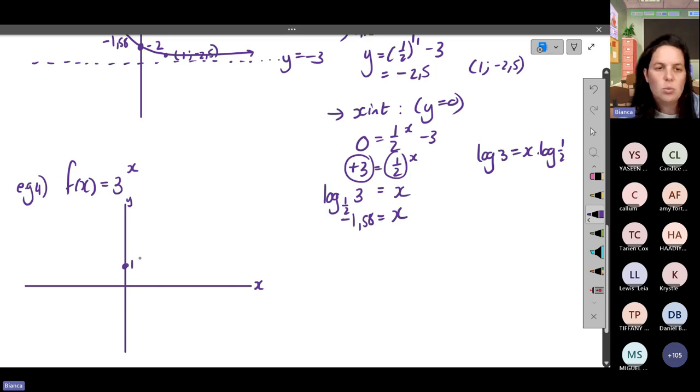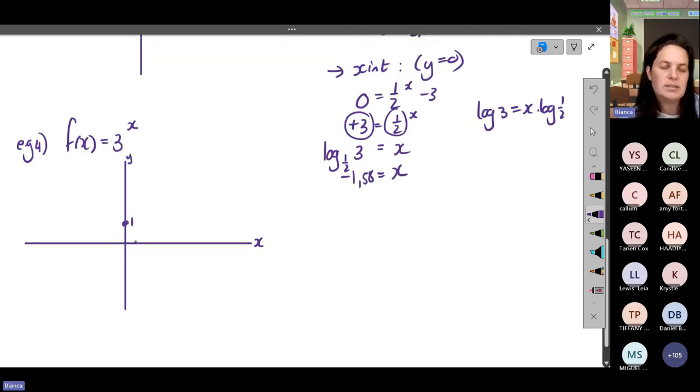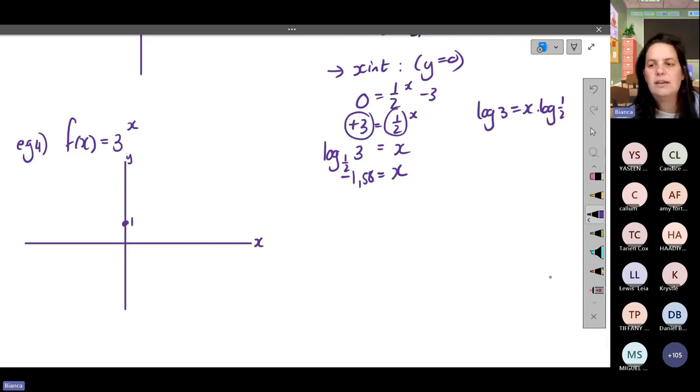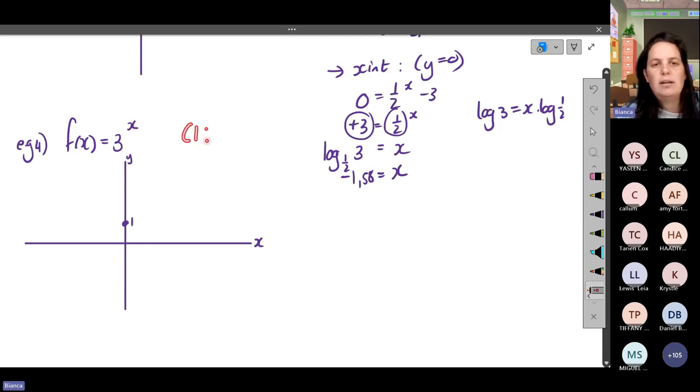Once we've got the y-intercept, we need to find another point. To find another point, I always use an x value of 1. So now think about this. If you put a 1 in here, what is 3 to the power of 1? 3. So you put 1 in and you got 3 out. So that's your coordinates.